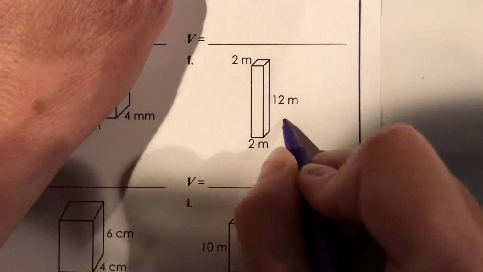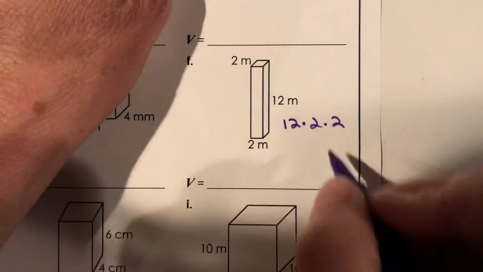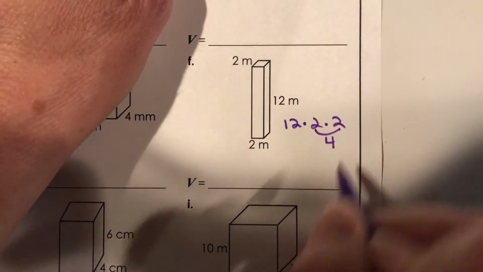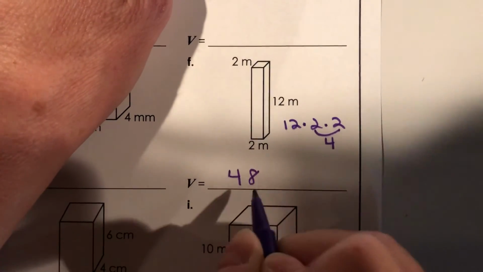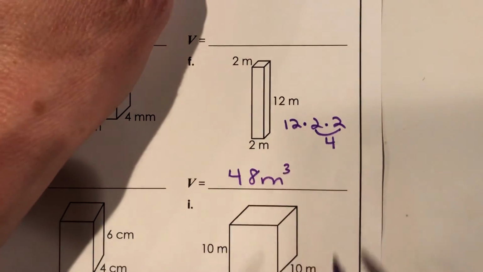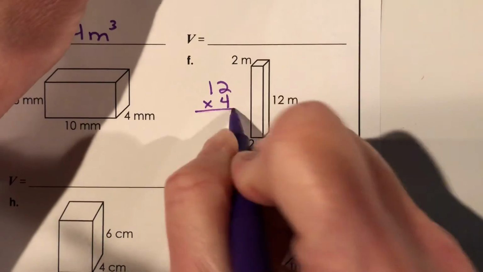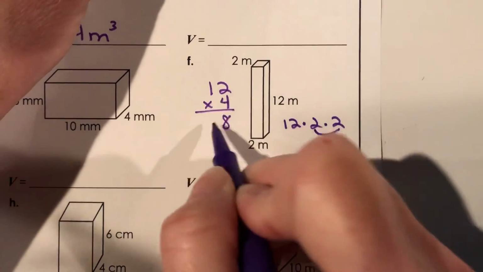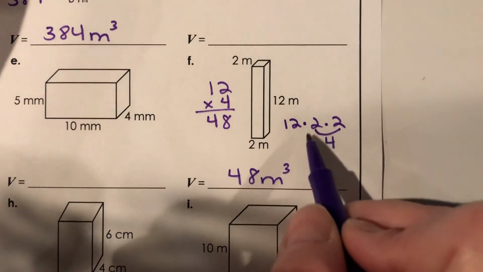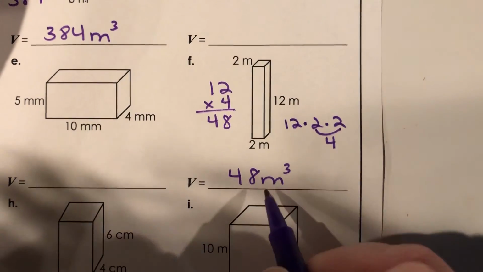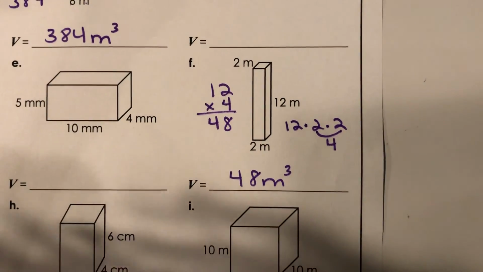All right, so we needed to multiply 12 by 2 by 2. And when I see this, I would do the 2 times 2 first, which is 4. And I know that 12 times 4 is 48, so I could go straight to 48 meters cubed. If you didn't know what 12 times 4 was, then you could write 12 times 4. And 4 times 2 is 8, and 4 times 1 is 4, and you get 48. If you did 12 times 2 first, you would get 24, and 24 times 2 is 48. It really does not matter what order you multiply the 3 numbers in.